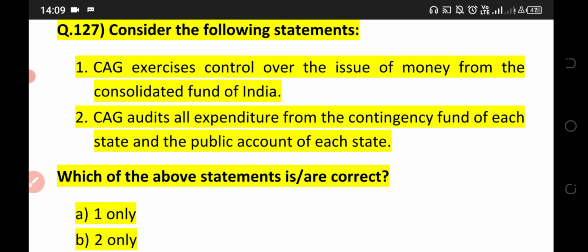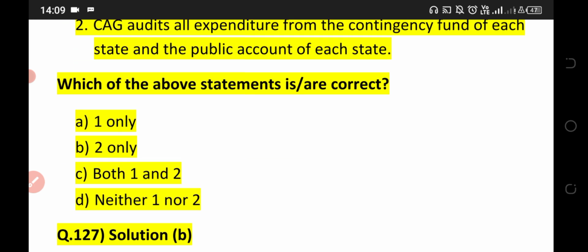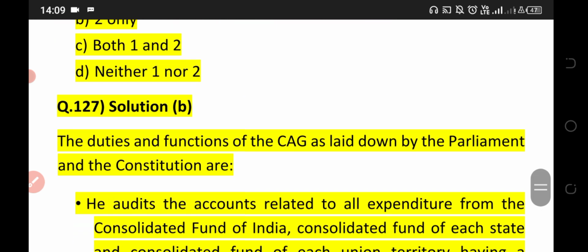Consider the following. CAG exercises control over the issue of money from the Consolidated Fund of India. CAG audits all expenditure from the Contingency Fund of each state and the Public Account of each state. How can you say both are correct statements? Only 2 is right.